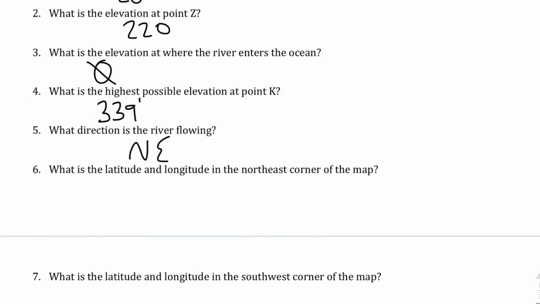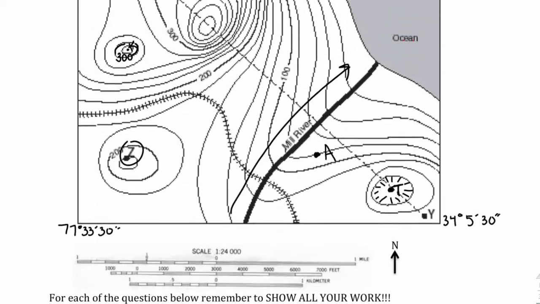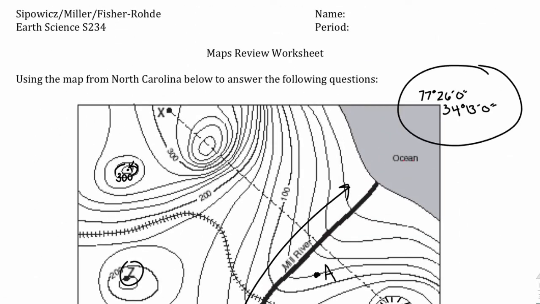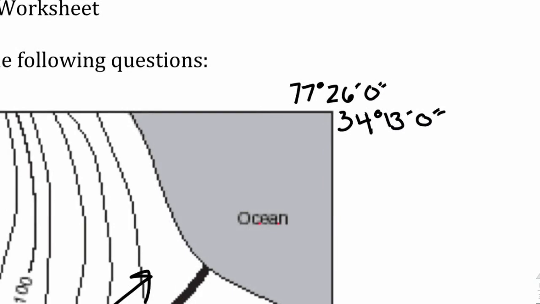It says, what's the latitude and longitude in the northeast corner of the map? That's given to you right here. There's the northeast corner. The only thing that you would really need to know is that this is somewhere in North America. It's in North Carolina. So the latitude would be north and the longitude would be west.